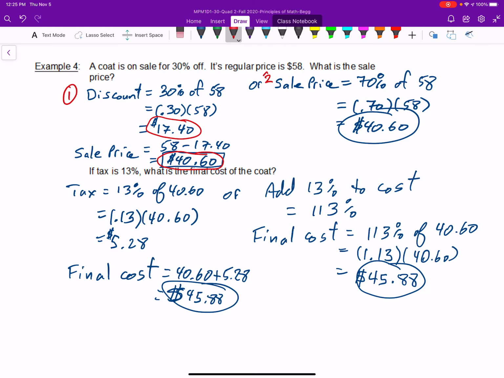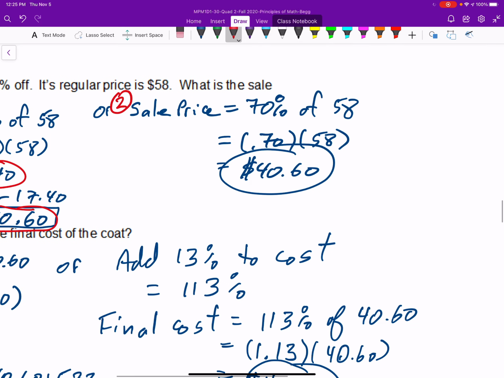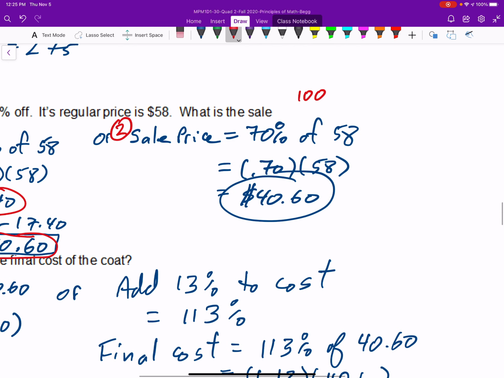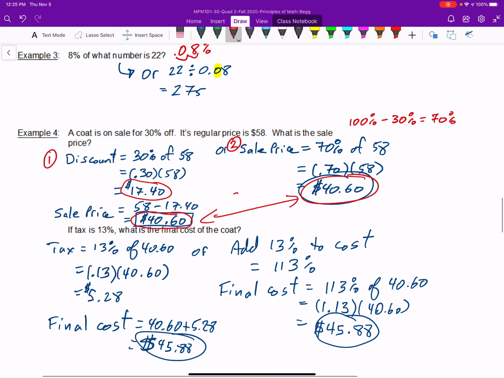Or, and the second way is actually the way I prefer to do it, if there's 30% off, that means that the sale price is going to be that there's 70% left. In other words, if the original coat cost 100% of its value, and we take away 30%, it's on sale, then now we are left paying 70%. So things always add up to 100%, of course. So I could go directly to my answer by doing 70% of 58, which is 0.7 times 58, which also gives me $40.60. These are the same, aren't they? They should be the same. They're just two different ways of doing it.